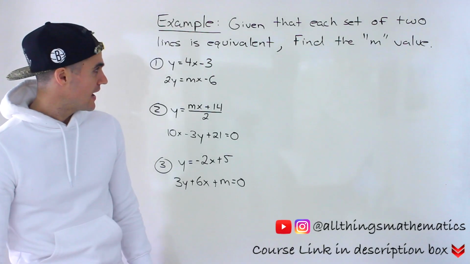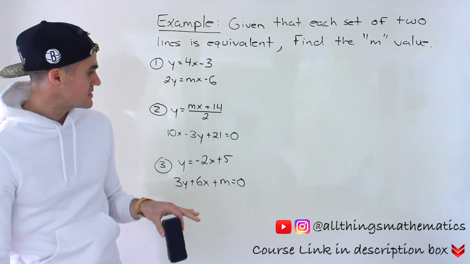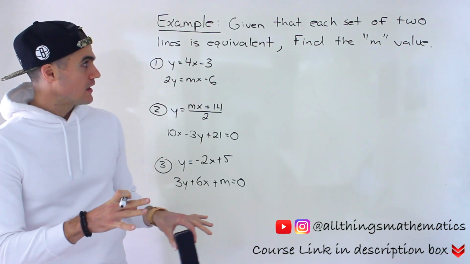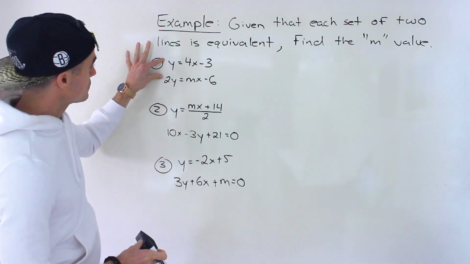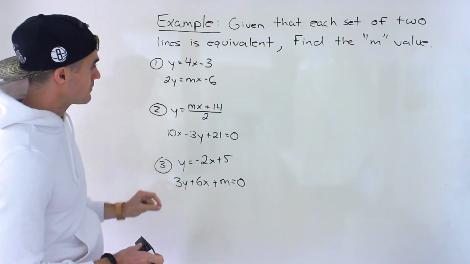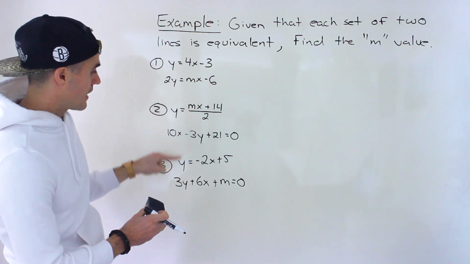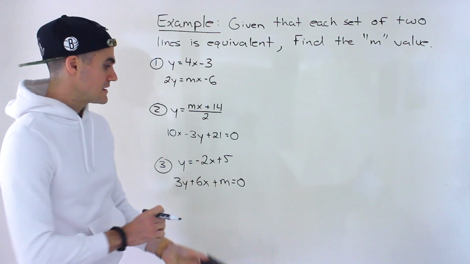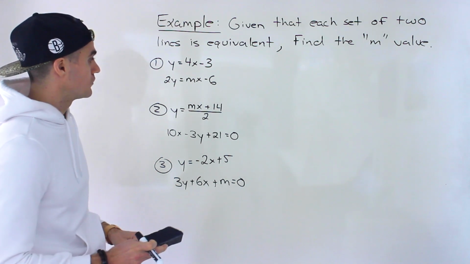Moving on to the next question. We're told that each set of two lines here is equivalent, and given that information we have to find the m value. So what that means is that these two lines here are the same, these two lines are the same, these two lines are the same. And notice that in each set there's an m value that is unknown, and we basically have to solve for that m value so that they're going to be equivalent.